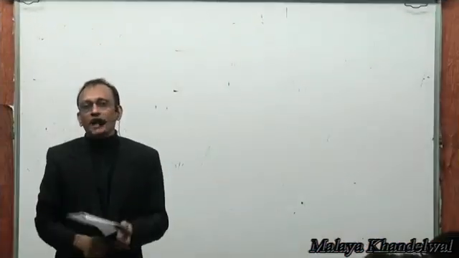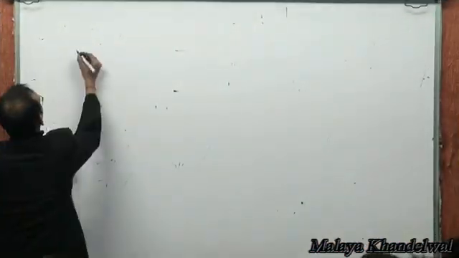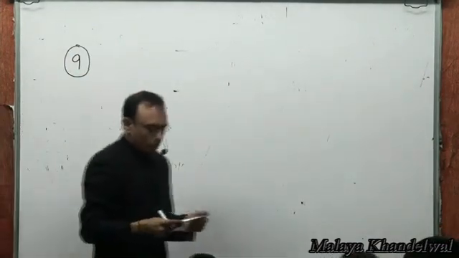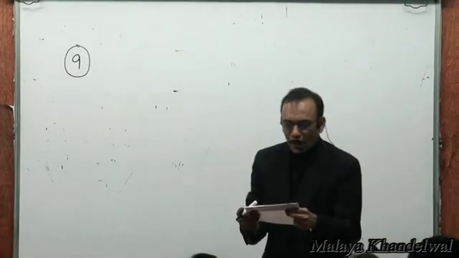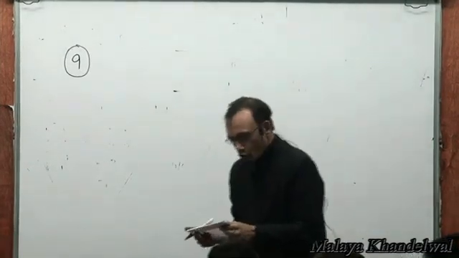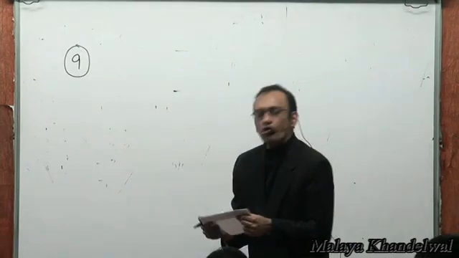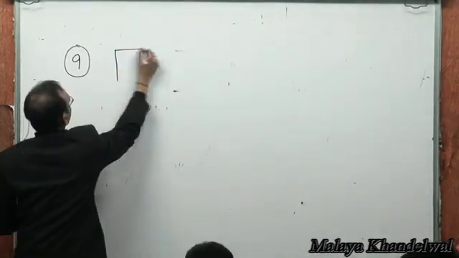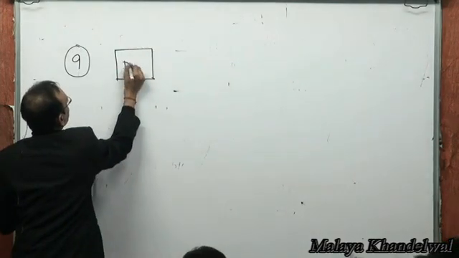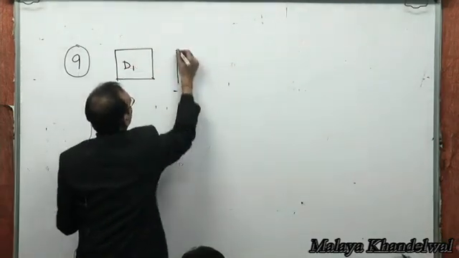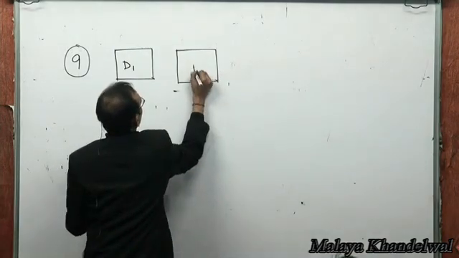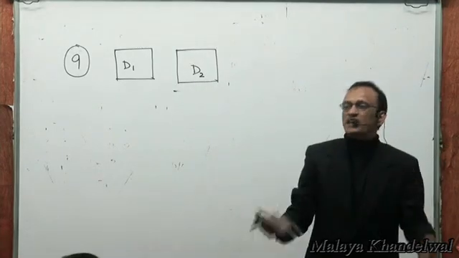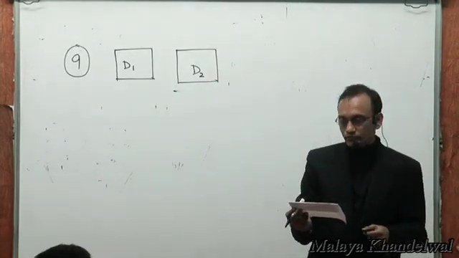Look at problem number 9. A pair of dice is rolled until a sum of 4 or 6 appears. I have two dice, D1 and D2. These are two dice, D1 and D2, and they are simultaneously rolled, right?